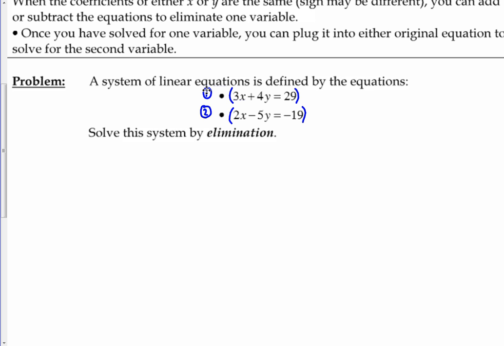So what would be the lowest common multiple of 3 and 2? 6. So that means the first equation, we're going to multiply it by 2, because we want to make it 6. So I'm going to multiply the whole equation by 2.